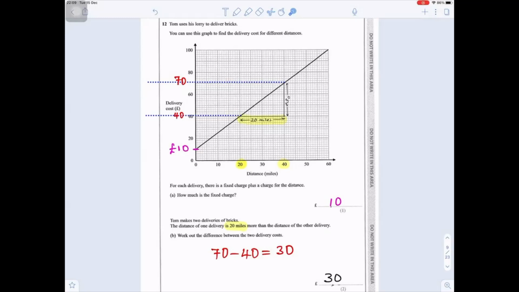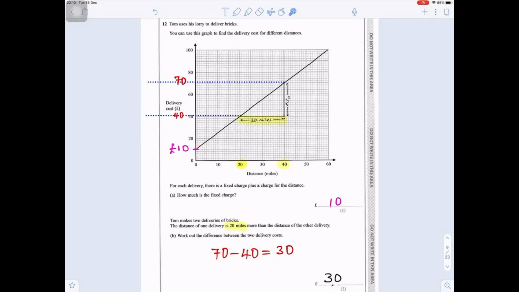So if you look at where the graph starts on the y-axis, the y-axis is the delivery cost. It starts at 10 pounds. So the fixed charge is 10 pounds. That's where it starts.